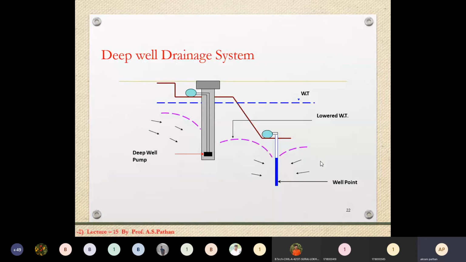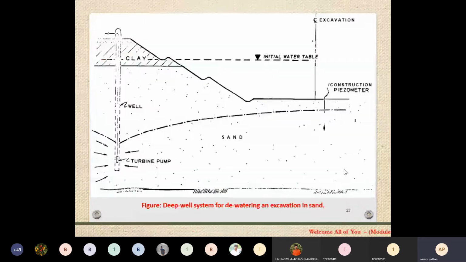So in this way, in case of deep well, we again construct a deep well here if the volume of artesian water is very large. In this way, in case of deep well drainage, we have to discharge the water in pre-drainage situations, and then we start our actual constructions.